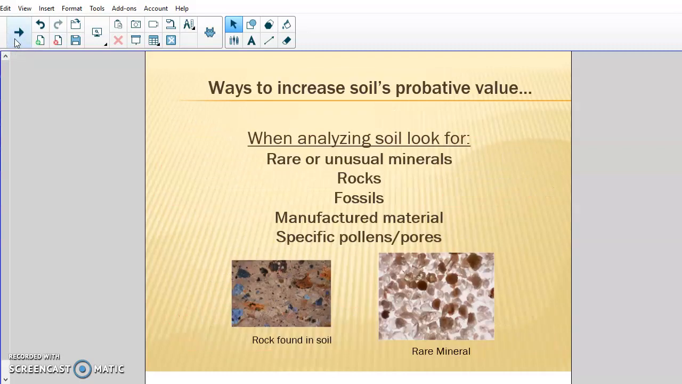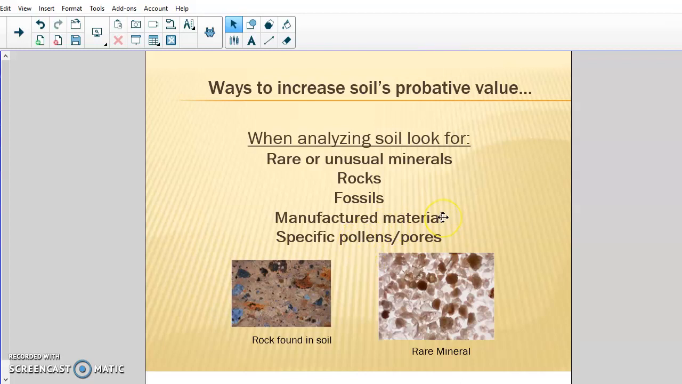So here's some ways to determine if soil is an individual or a class characteristic. Technically, soil is a class characteristic because you're going to be looking for properties that it has in common. It's red, it has a clay-like consistency, and so on and so forth. And you could say that was from Sedona, but could you say it was from someone's specific yard in Sedona? Probably not, right? Or a specific location. You can just narrow it down to a certain area usually. However, when you're analyzing soil, if you find any rare or unusual minerals, rocks, fossils, any manufactured material, or pollens, that can help you really narrow it down.